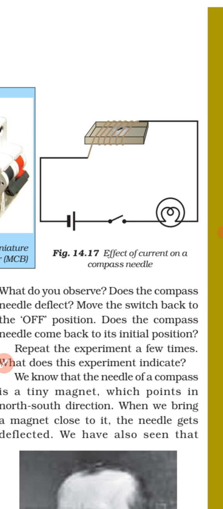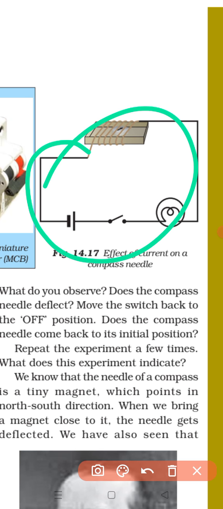The compass needle will be deflected only when it is acted upon by another magnet, or another magnetic field, you can say. So the deflection of the compass needle in this activity shows that the current carrying wire placed above it is behaving like a magnet. So it will produce a magnetic field around it.